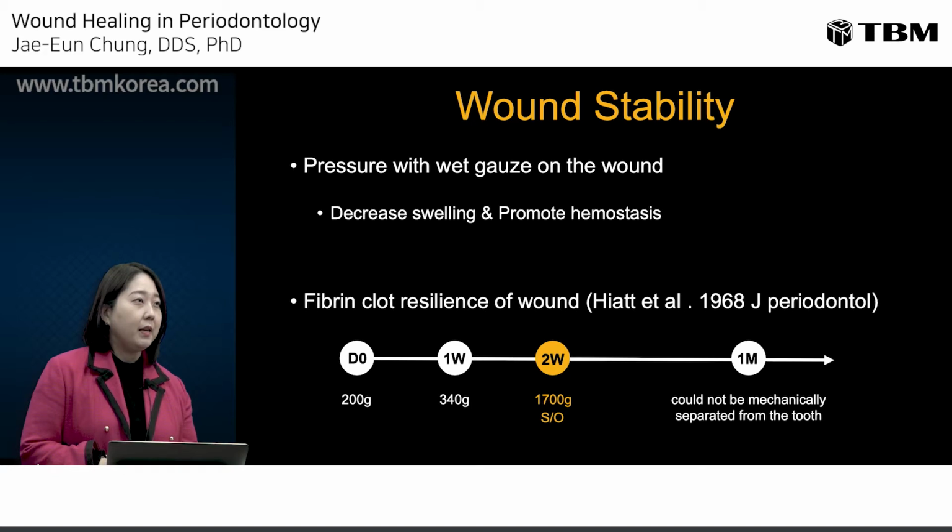So to stabilize the fibrin clot, we can apply pressure with wet gauze and make each side of the flap adapt closely. And this can decrease the postoperative swelling and promote hemostasis of the wound.